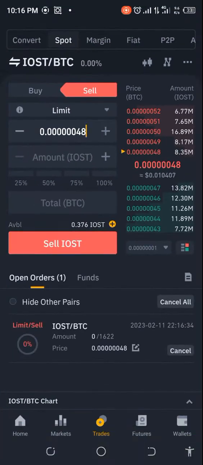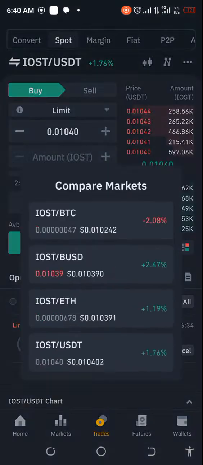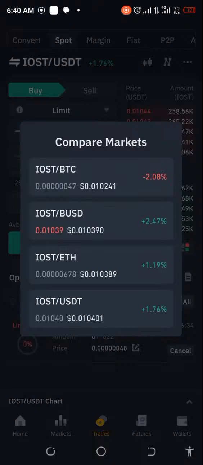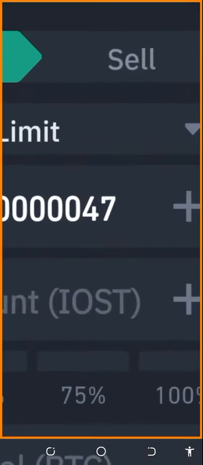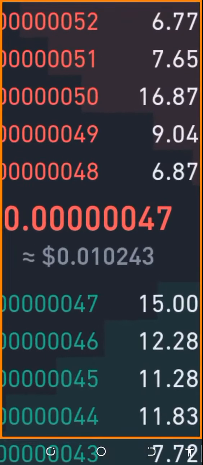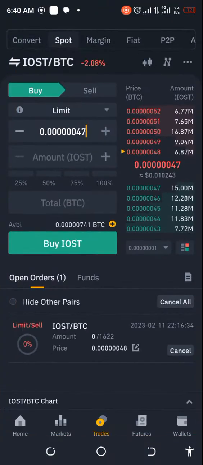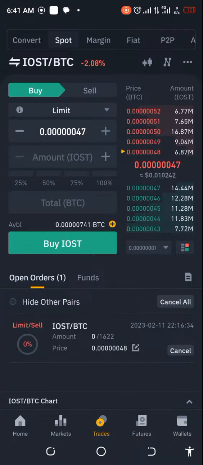See you soon. Okay, so I'm back, and currently we haven't been able to sell the IOST to BTC, probably because the price right now is quite low, and it seems like BTC has not appreciated so much. So we're still in the queue to get sold, and that is taking some time. So this is the time to employ the boomerang strategy.